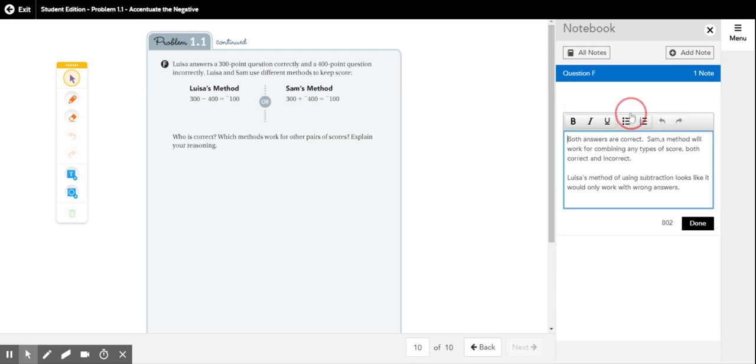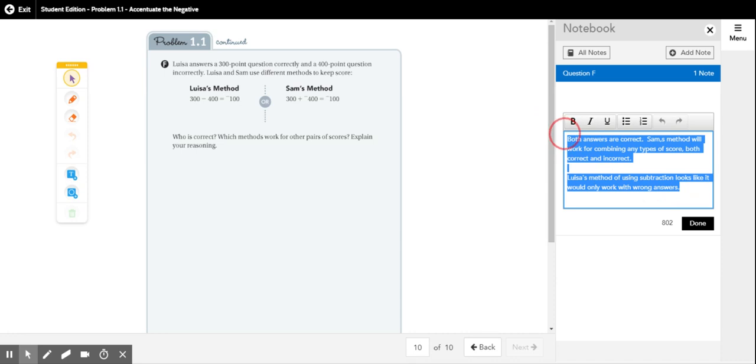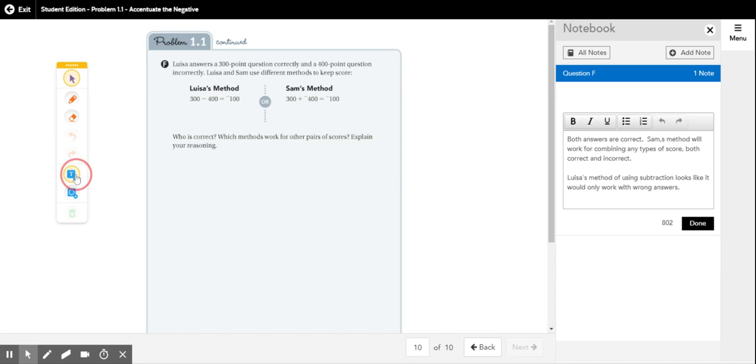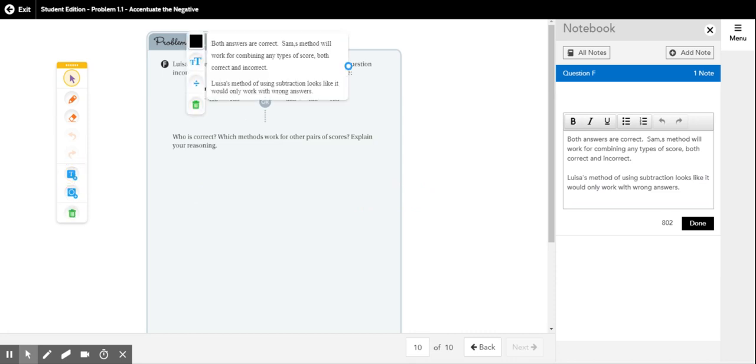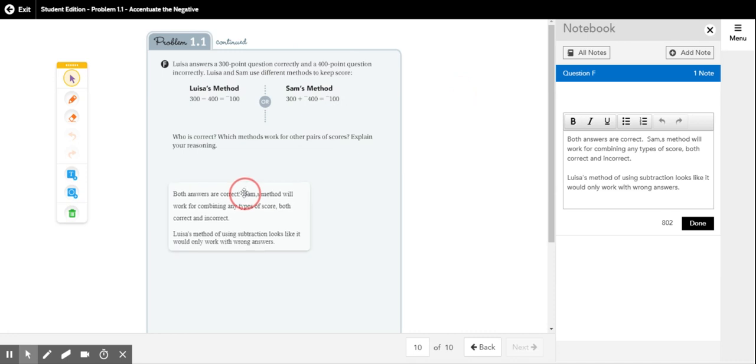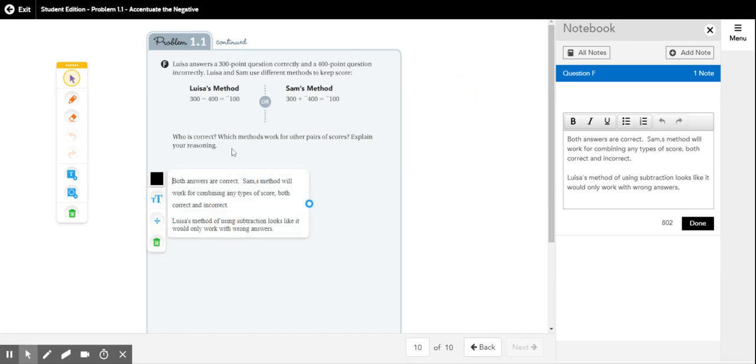Finally, we're introduced to two students' methods for adding a couple values together. And this is the last question in the problem. So great job getting to this point. Here, we can see that both answers are correct. In this case, I would describe Luisa's method as starting off with 300 points and losing 400 points. If I had 300 points and then I lost 400, I would end up at negative 100 points. Sam's method I would describe a little bit differently.